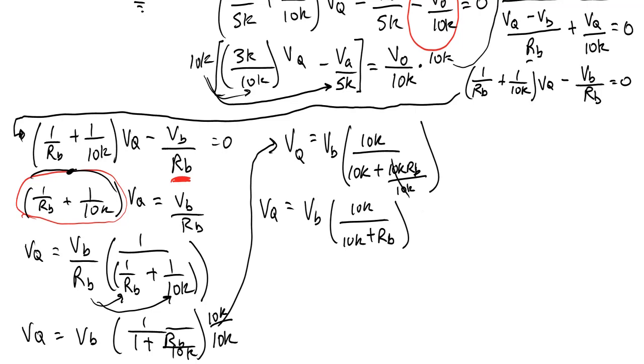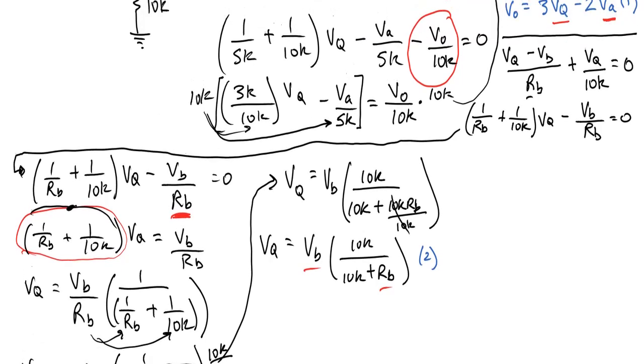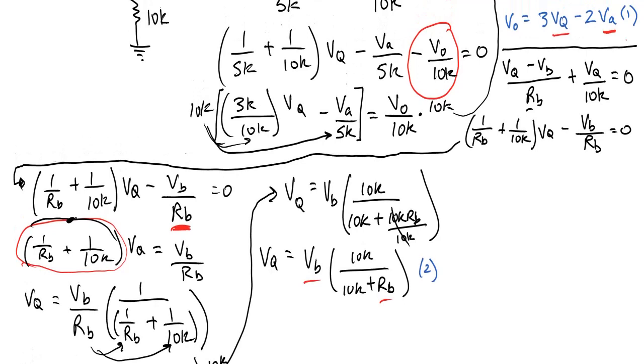So this is our other equation. This is our second main equation. Now we're going to use this. See, this VQ is only using the variables VB and RB, and if you remember, those two variables are what we want in our V out equation. So if we go back up here to equation 1, we have this 3 VQ value, and we can plug in equation 2, which defines VQ with respect to VB and RB.